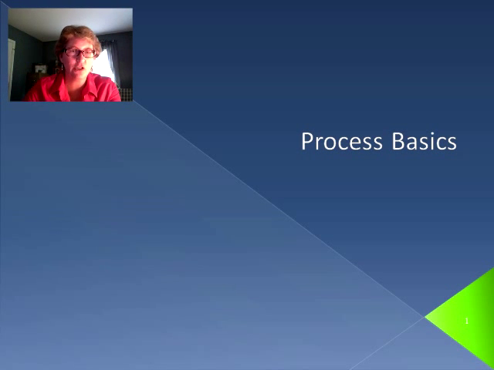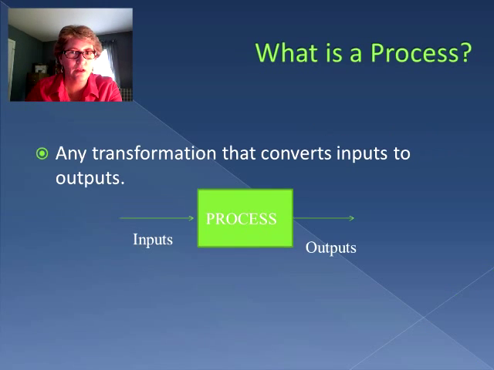In our first lecture, we talked about what operations was, and I also said that we were going to be looking at operations from a process perspective. So today we're going to talk about what process basics are, what you need to know about a process. In general, a process is a transformation. It takes inputs and converts them into outputs. So as you look at this diagram here, we have inputs entering into the process and outputs coming out. That's all a process is.